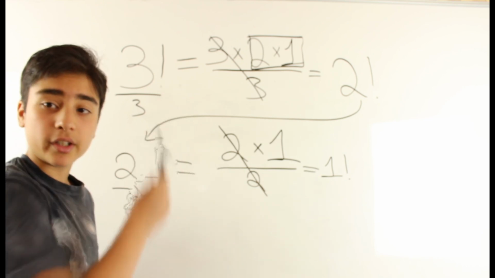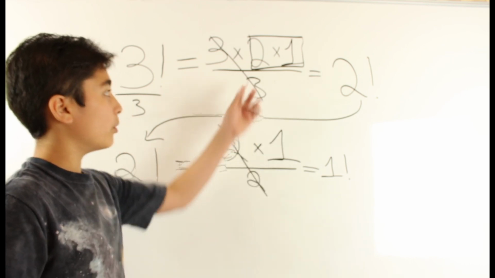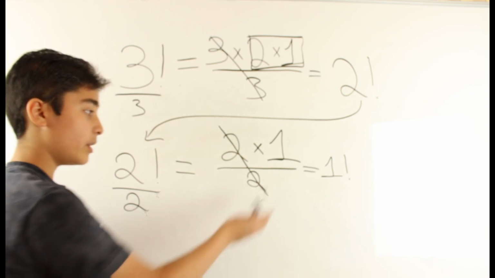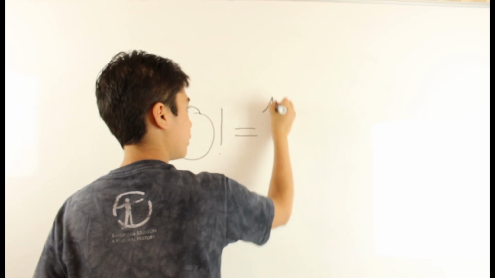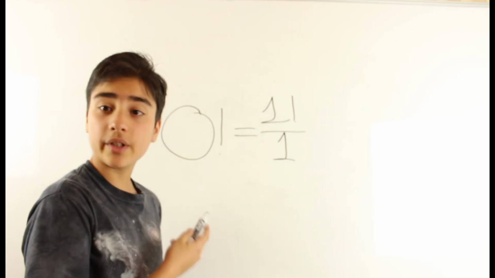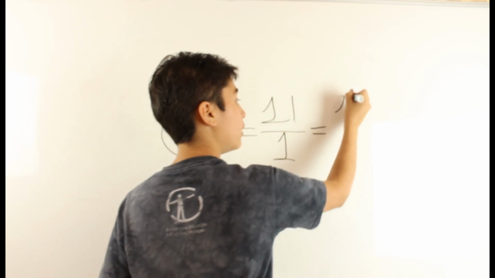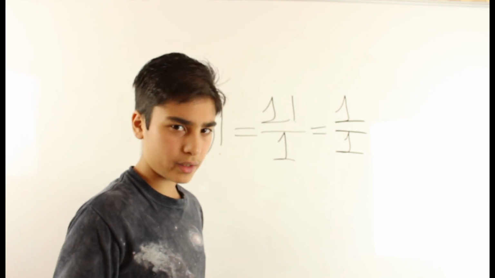Alright, as you can see, we continued the pattern. For 3 factorial, we divided it by 3, which cancelled out the 3's, and we were left with 2 times 1, which is 2 factorial. We did the same for 2 factorial, divided it by 2, and we got 1 factorial. Alright, now that we're at 1 factorial, let's continue the pattern. We know that 0 factorial would be 1 factorial divided by 1. What is 1 factorial? Well, we determined it last time. 1 factorial is 1, which means that 0 factorial is just 1 divided by 1, which is 1.